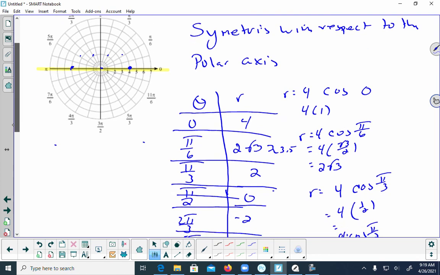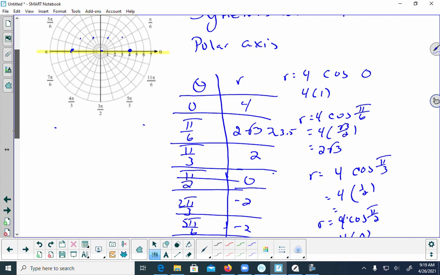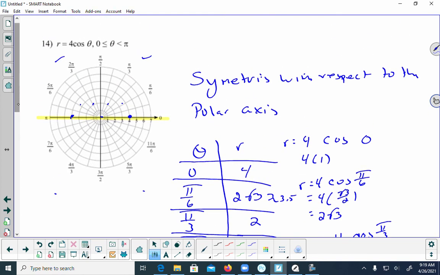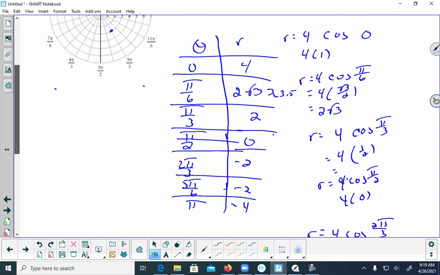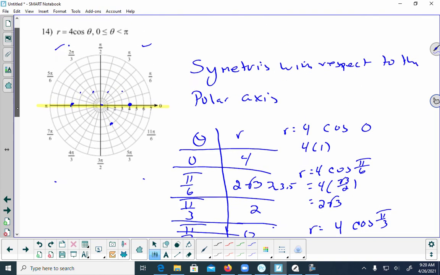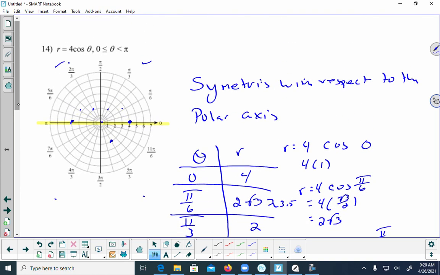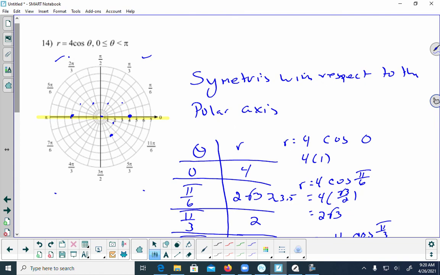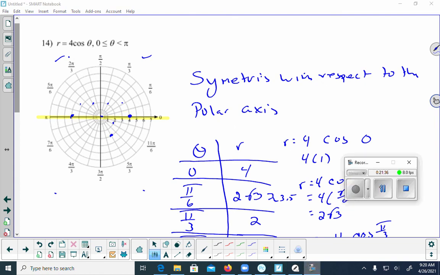And then I'm going to do 2 pi over 3, negative 2. So here's 2 pi over 3. Now I'm doing a negative 2, so I'm going to go over here to negative 2. And then I'm going to do 5 pi over 6, negative 2. And then finally, I'm going to do pi, negative 4. So pi, negative 4 will match here. And then I'm going to connect the points.